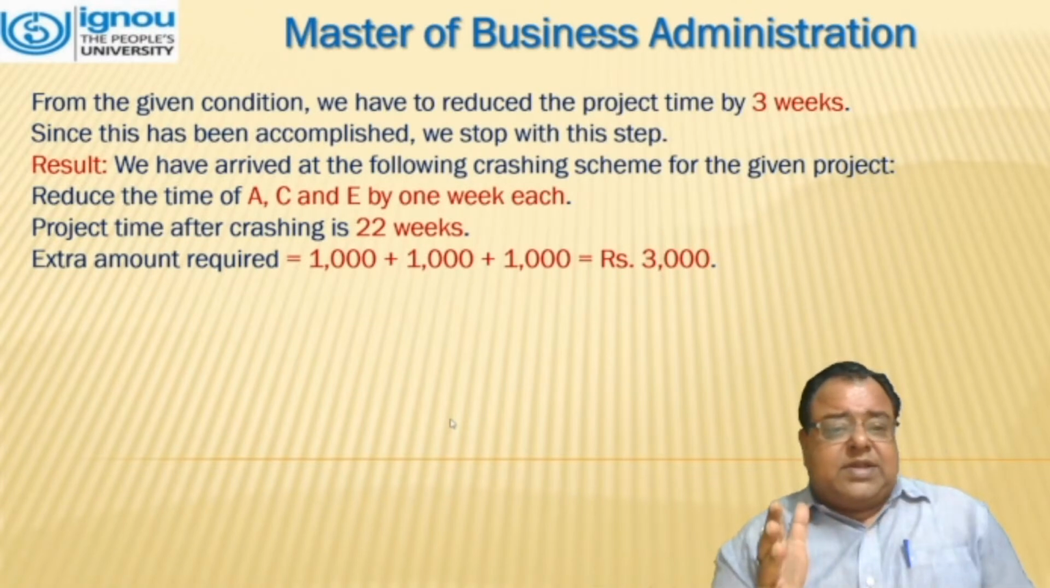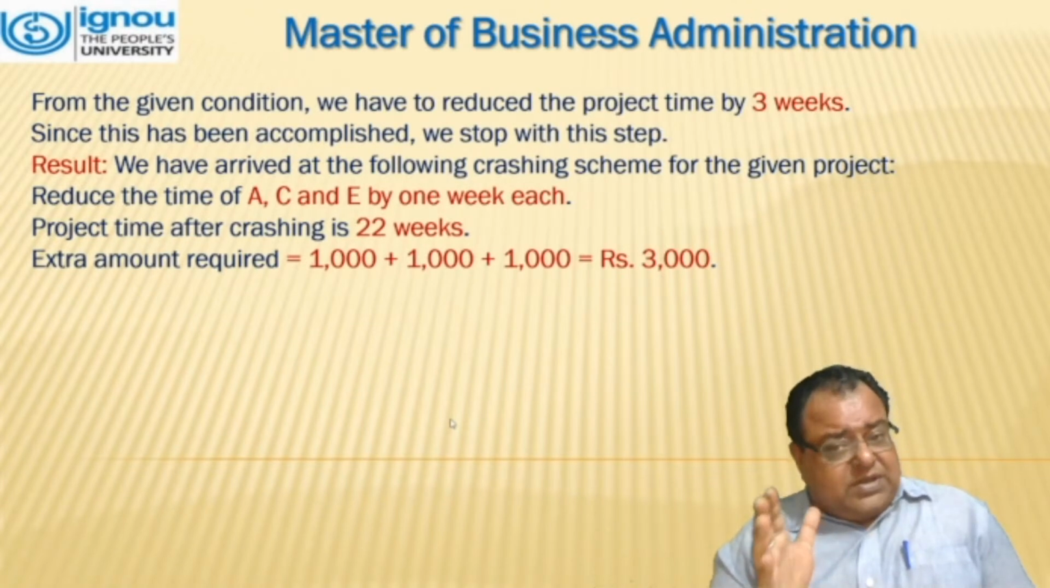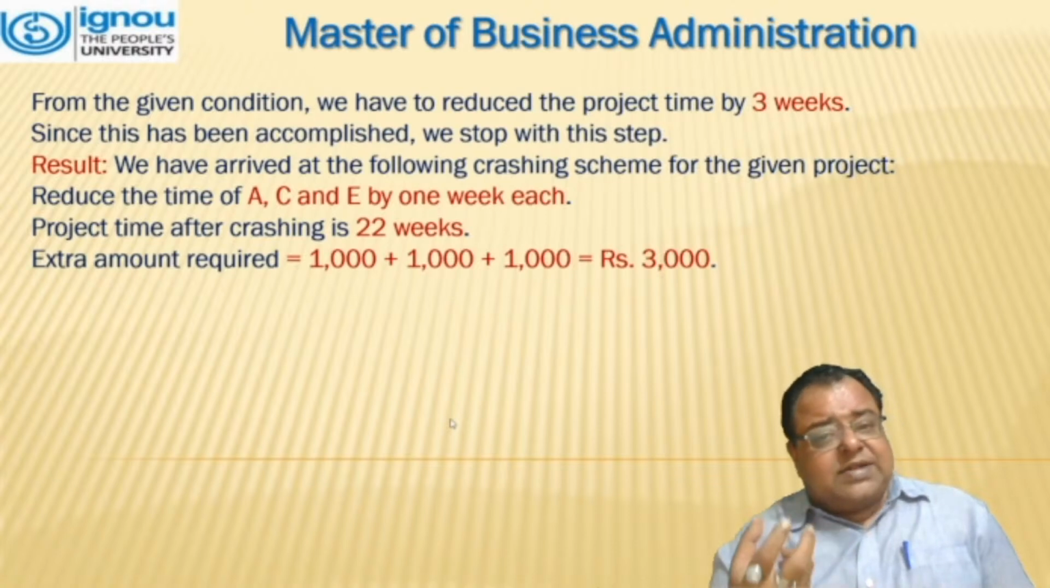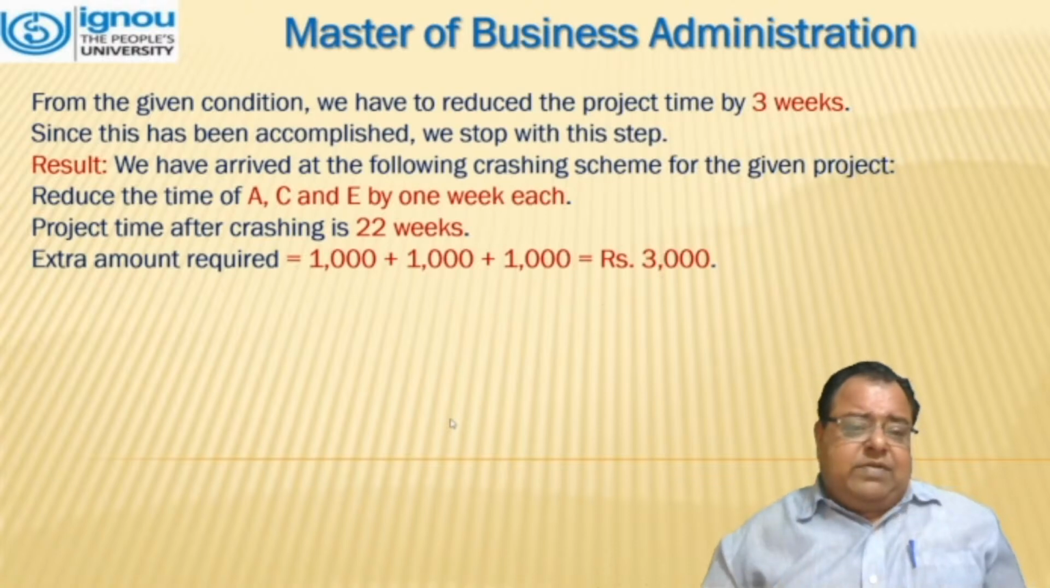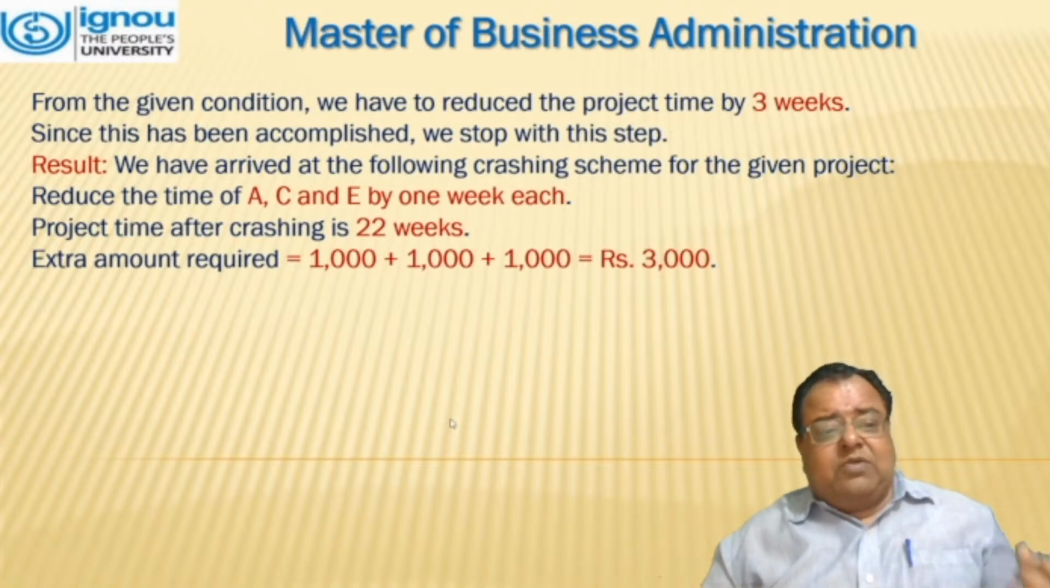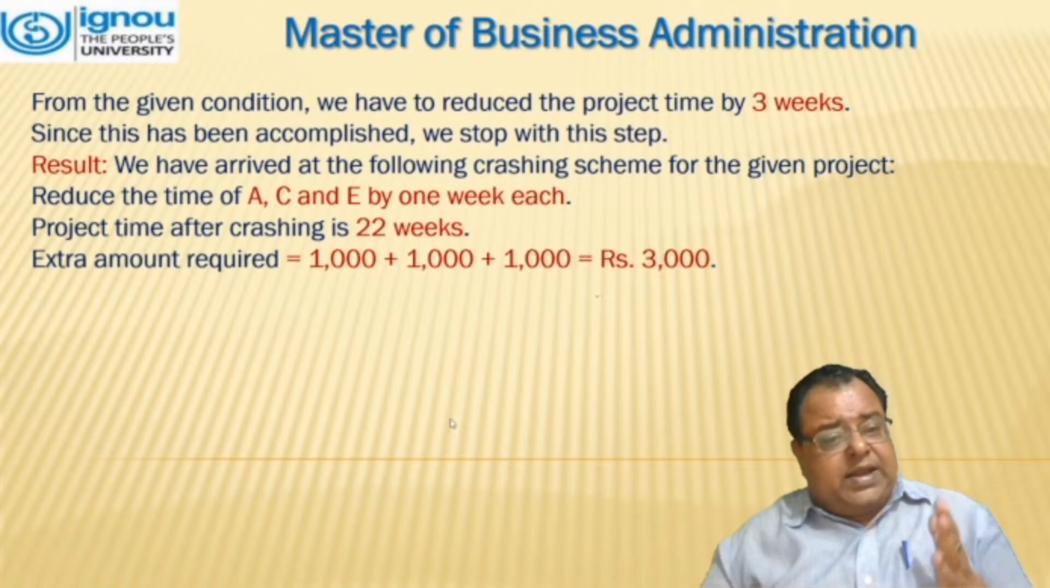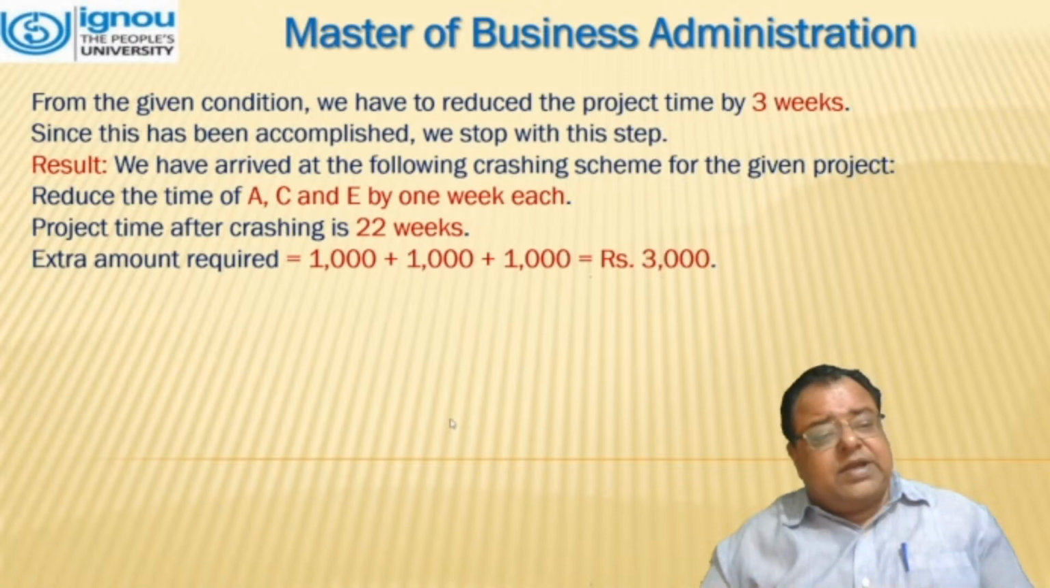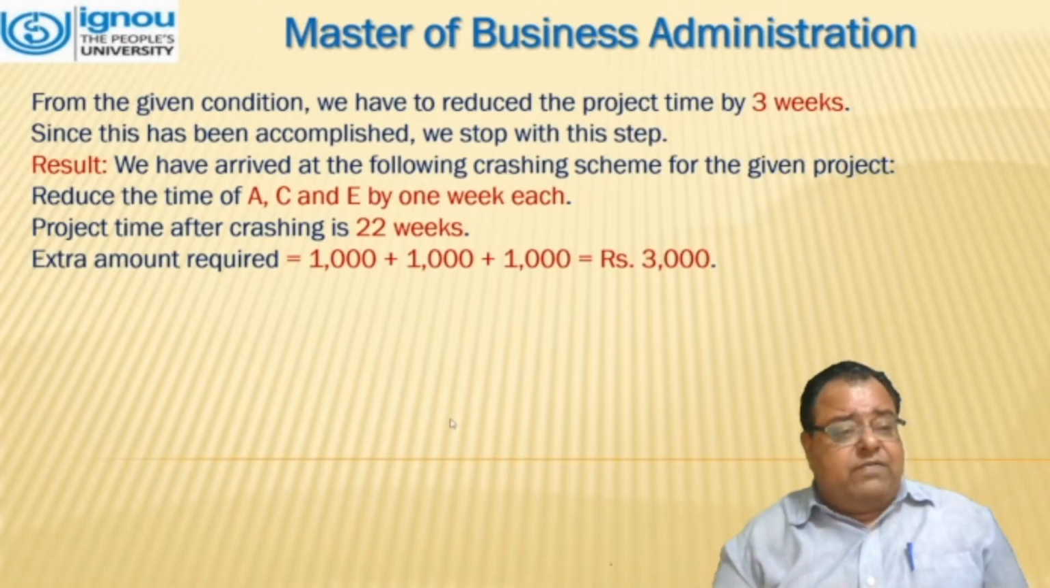Since this has been accomplished, we stop the step over here and we have arrived at the following crashing scheme of the project. Reduce the time of A, C, and E by 1 week each. Project time after crashing is 23 weeks, and the extra amount required is 3000.